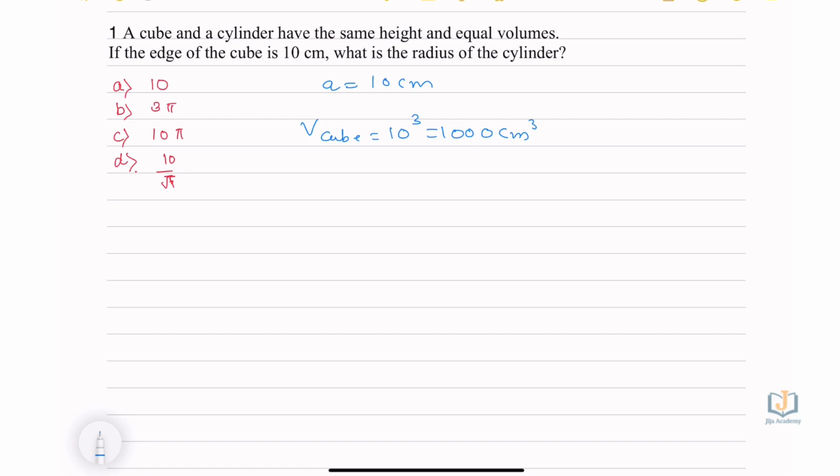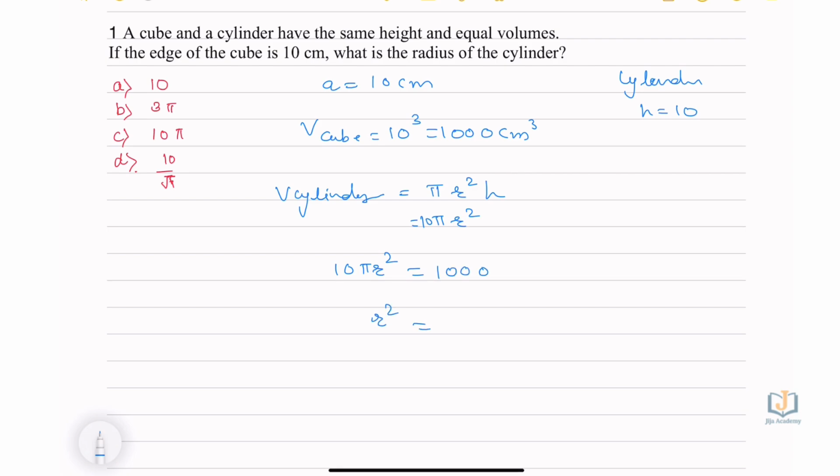Now the cube and cylinder have the same height, so the cylinder height is equal to 10. So the volume of the cylinder is equal to πr²h, that is 10π into r². We know that the volumes of the cube and cylinder are the same. So 10πr² is equal to 1000.